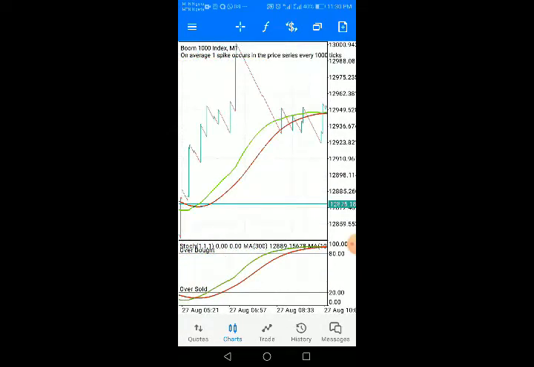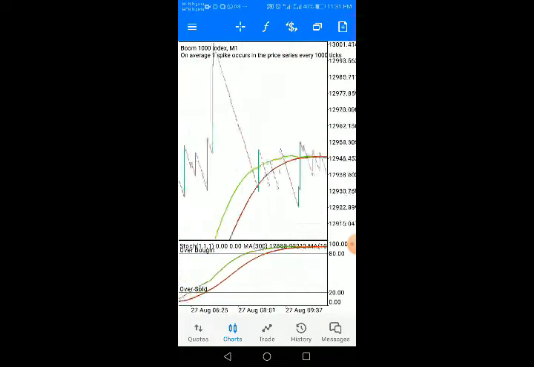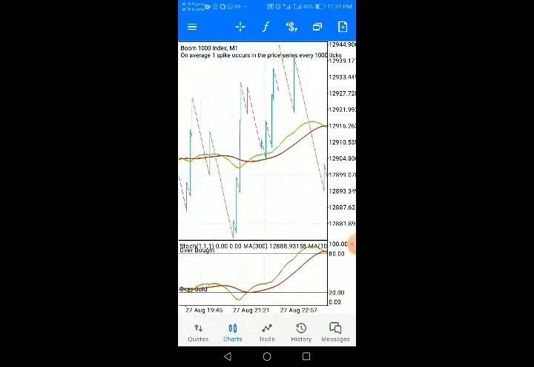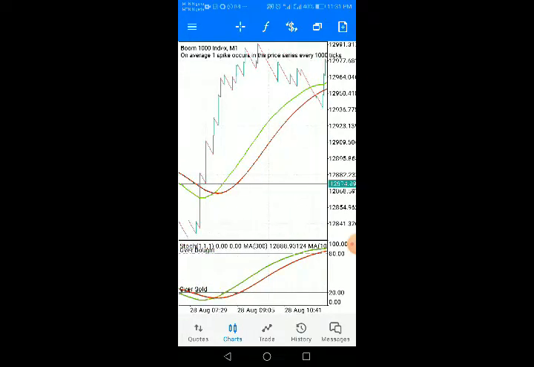In fact, this strategy works both on indices, boom and crash, step index, volatility, and even the forex currency pairs. It works on all of them. You'll be amazed by the time I show you how this strategy works. You can actually see the amount of money you can make with this strategy by the time I show you. So let's get started.